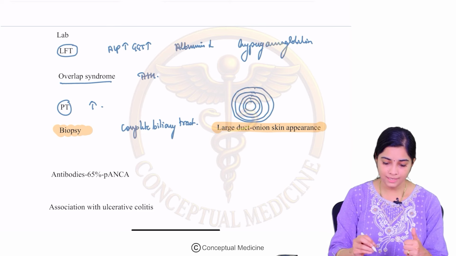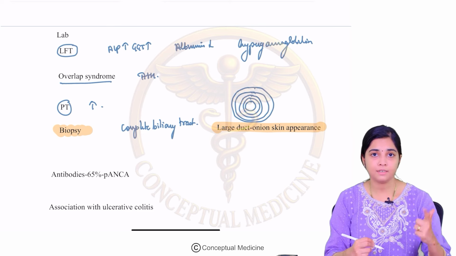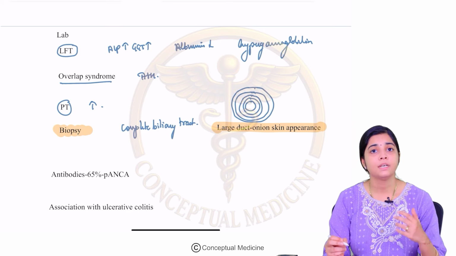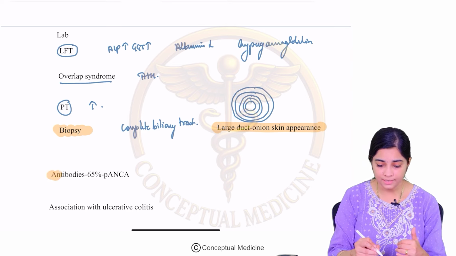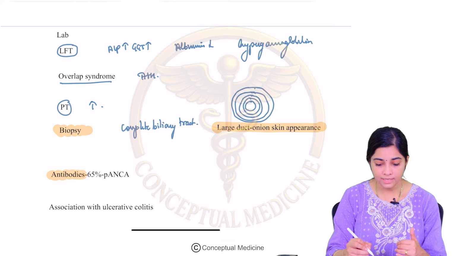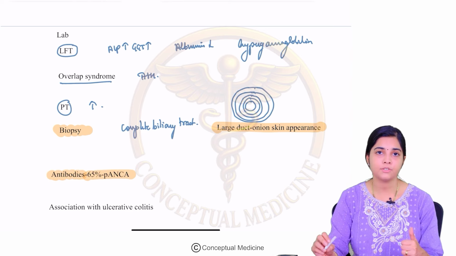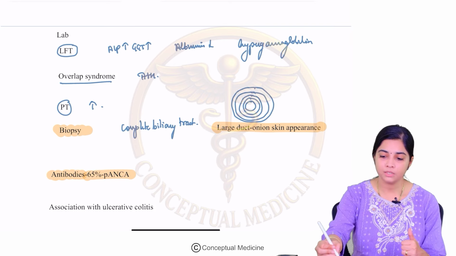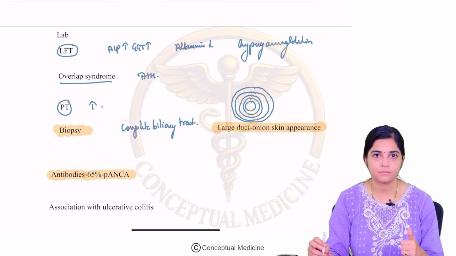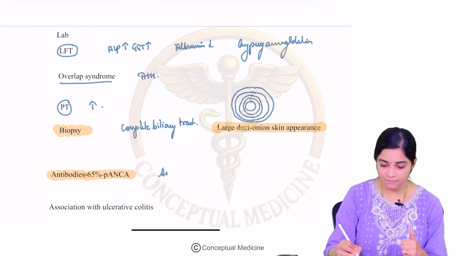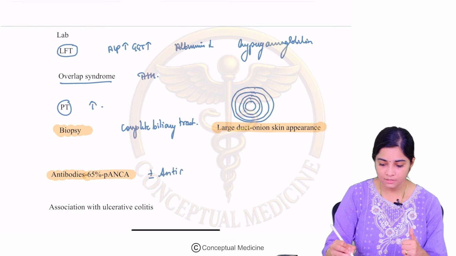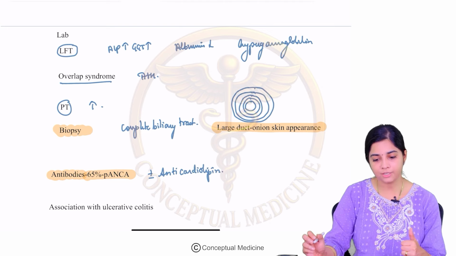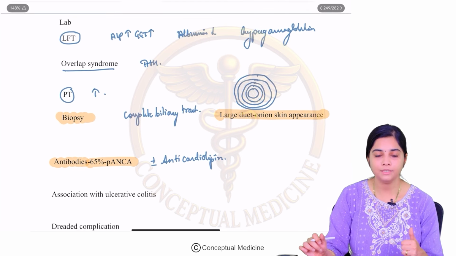Okay. Now, what are the antibodies? There we had learnt about anti-mitochondrial antibodies in primary biliary cirrhosis. In primary sclerosing cholangitis, in 65% of the patients you have P-ANCA positivity. In some patients you can also have a cardiolipin antibody as well.